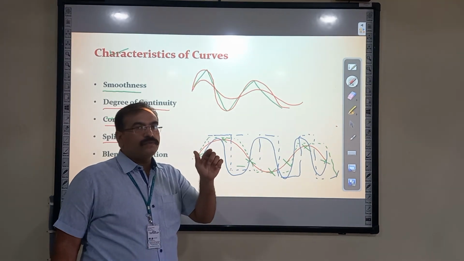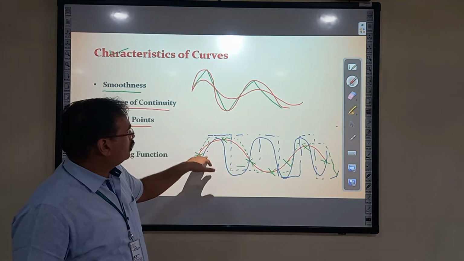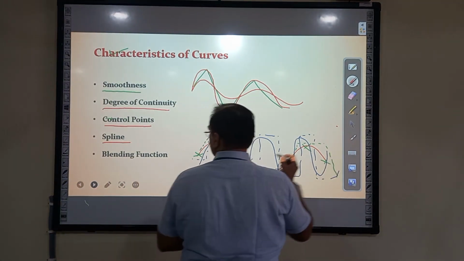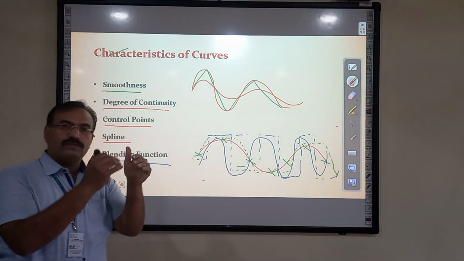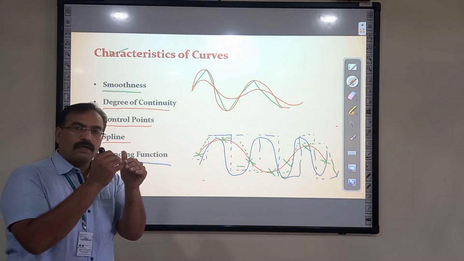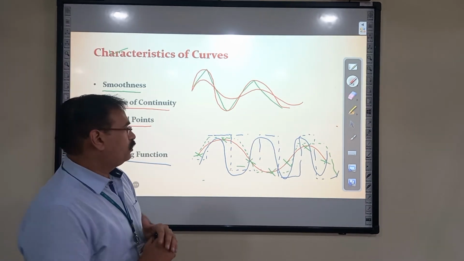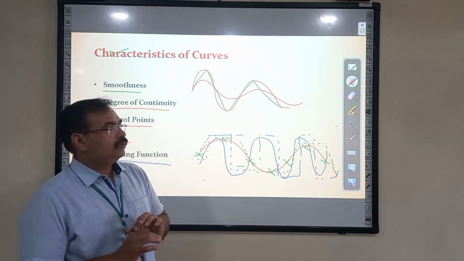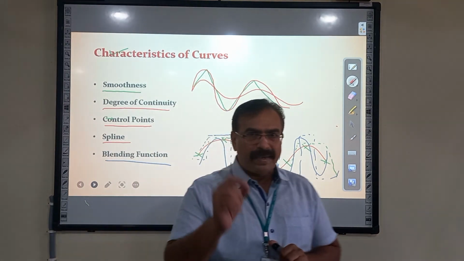And with the help of blending functions, you can define the distance through which the curve must pass. And lastly, the blending functions. Blending function is going to define the smoothness, or we can say the gradient through which it should take a change, depending on the spline value or a u section. Okay, so this is about the basics of curves.